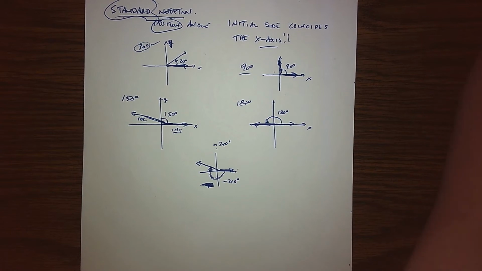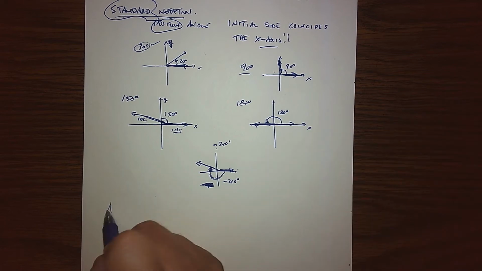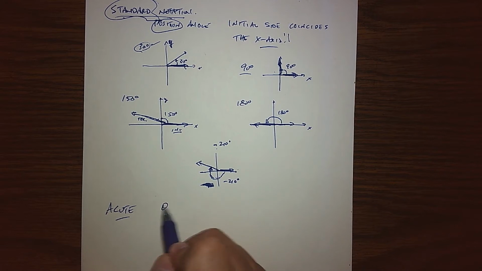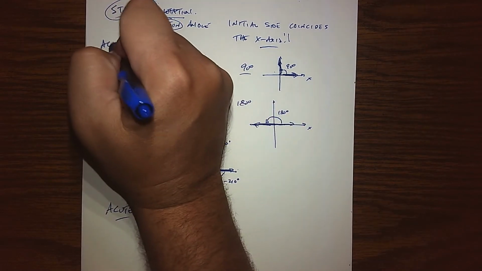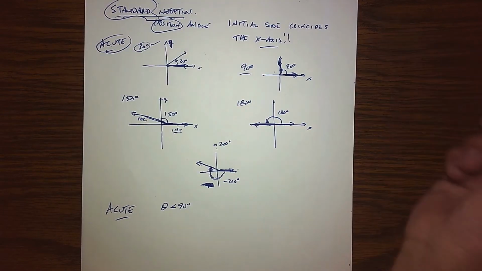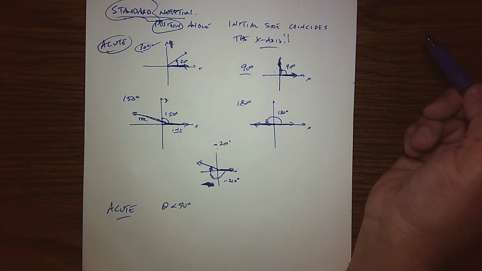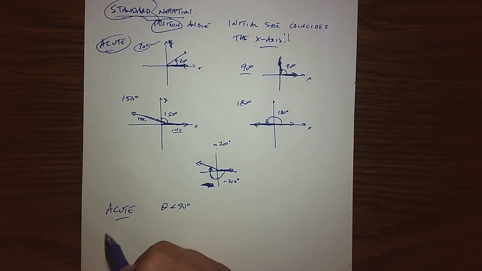As I drew those pictures, we have some other terminology that comes to mind. One of these is the idea of an acute angle. These are angles where theta is less than 90 degrees. So 30 degrees would be our example of an acute angle. The rotation is less than a 1/4 rotation, or 90 degrees. There are also angles that are called right angles.